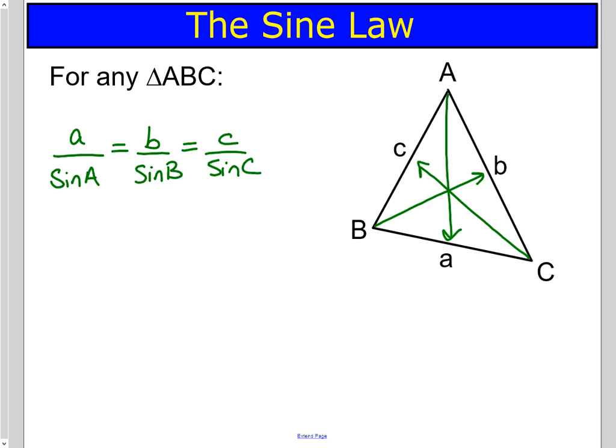Because these are ratios, we can write it this way too: sine A over a equals sine B over b, which equals sine C over c. Okay, so either of those is equivalent. What we're going to do is try to find two ratios to set up and then use those ratios in order to solve for our missing side or angle.